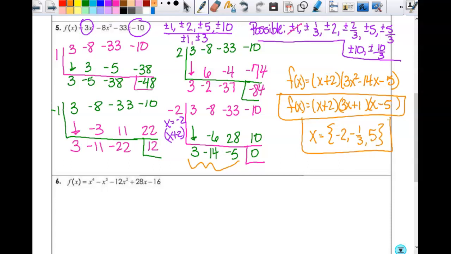All right, so what do you think? Do you agree with me? Yes? Any questions at this point? Anything? All right. And let's jump to number 6.